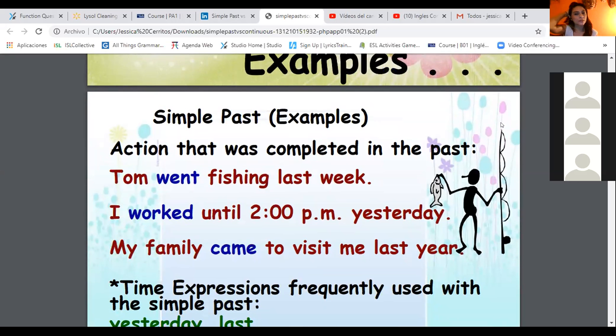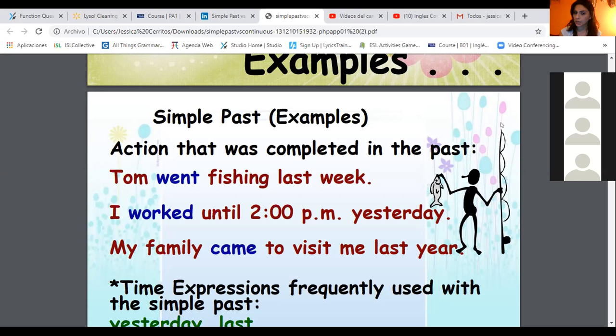Okay, we have seen this before, guys. Action that was completed in the past, simple past. Remember that when we talk about simple past, the action finished. Okay, there's no more. I began the action and I finished the action. Tom went fishing last week. Tom, the subject, went, the simple past verb. Fishing is a gerund, it's not a verb.